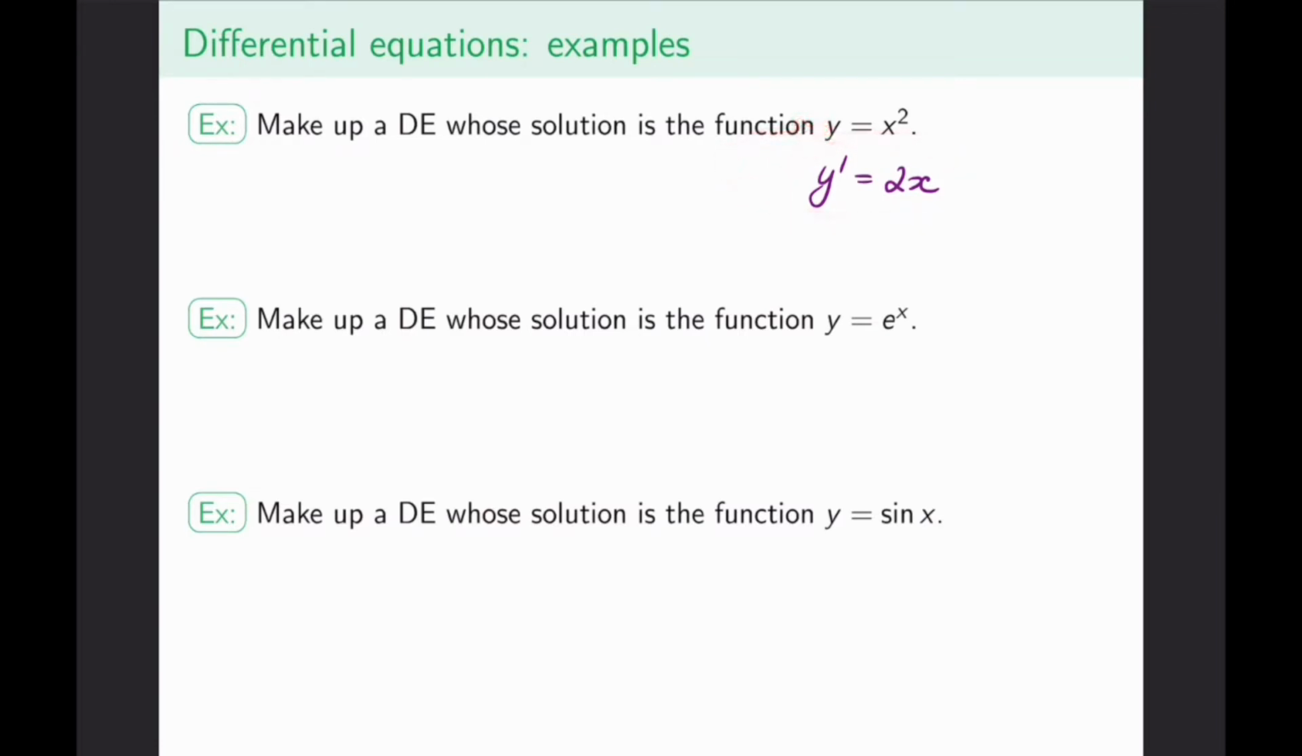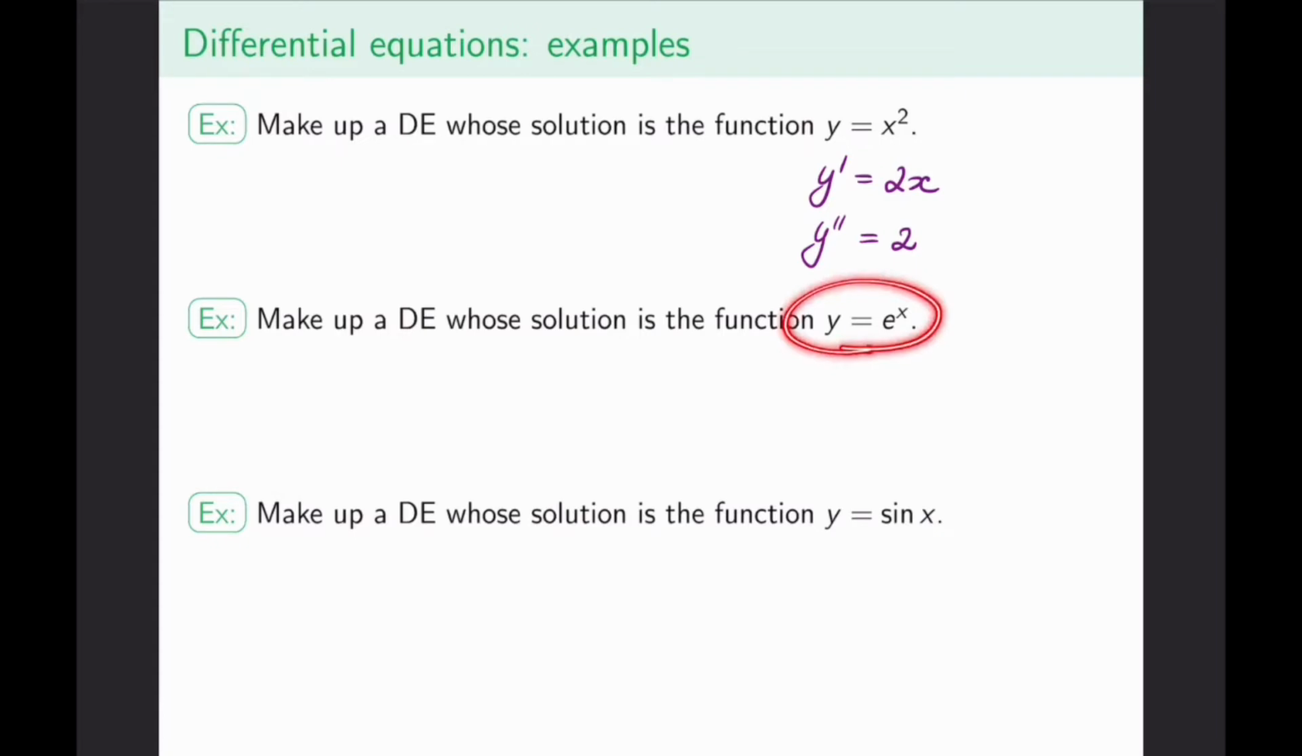So this is a solution. Now there may be other solutions, but this is most definitely one of them. I can even take the second derivative, and then I will have what we call a second order differential equation that involves higher order derivative. So in this case, y double prime is equal to 2. And again, I am guaranteed that this function satisfies this differential equation because I derived it from the function itself.